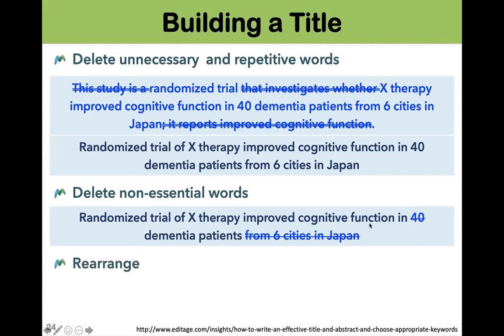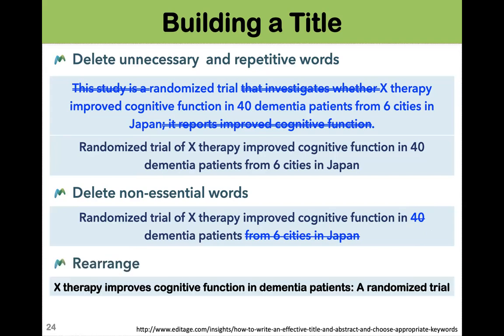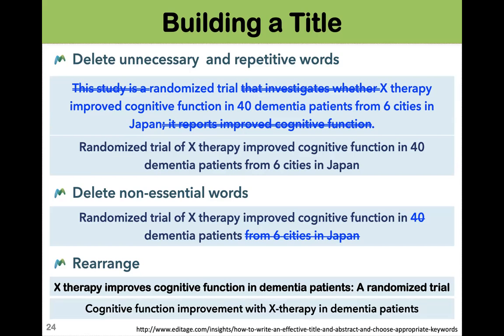Now rearrange what you just have. What you have is: X therapy improves cognitive functions in dementia patients, or randomized trial, or you can say cognitive function improvement with X therapy in dementia patients. You see how we went from that three-line title to one single line, but capturing all the information necessary to make this title for this paper. So that's so much for building a title.